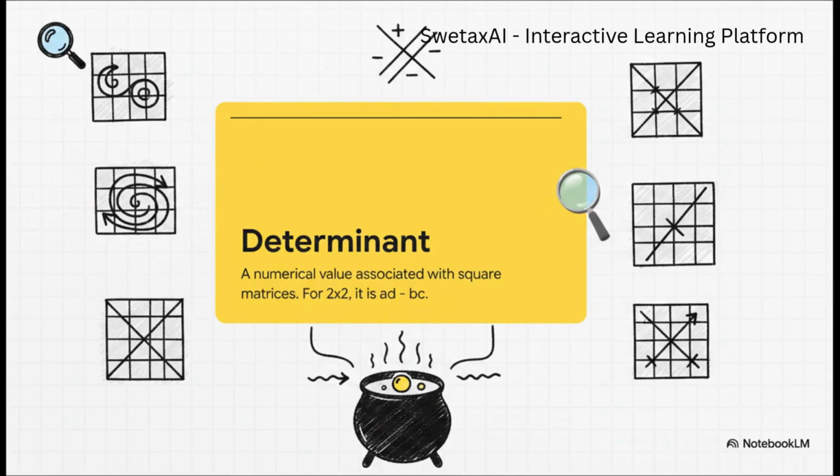And for a simple 2x2 matrix, the formula is quite elegant. You just cross-multiply the diagonals and subtract them. So you take the top left element A, multiply it by the bottom right element D, and then subtract the top right B multiplied by the bottom left C. It is always A times D minus B times C.